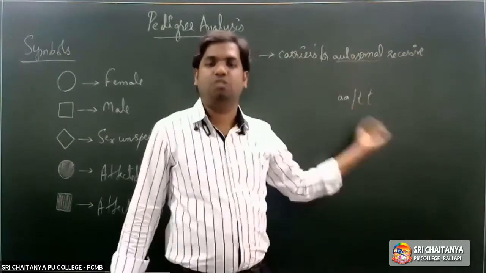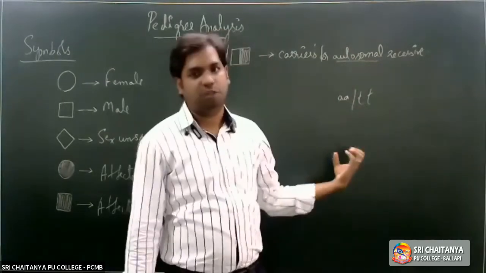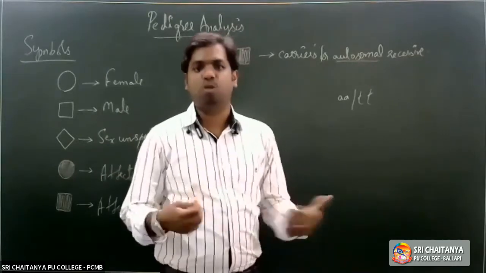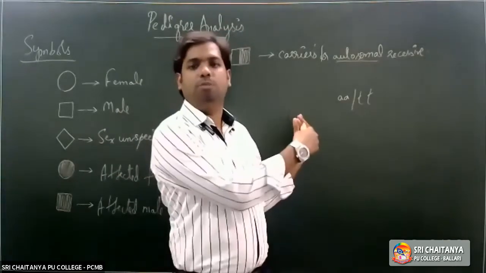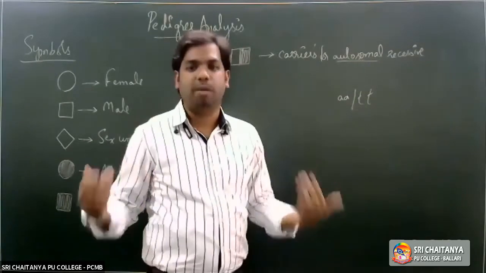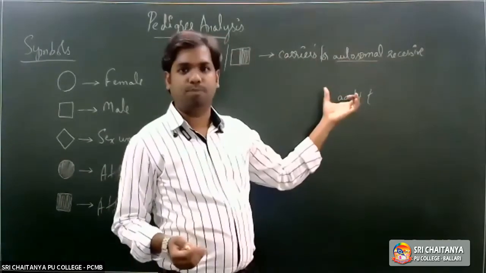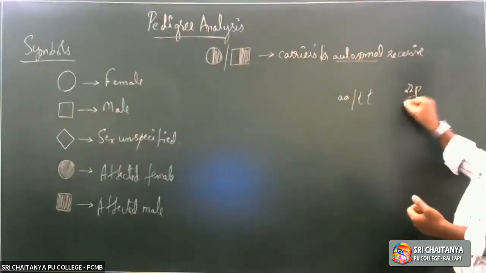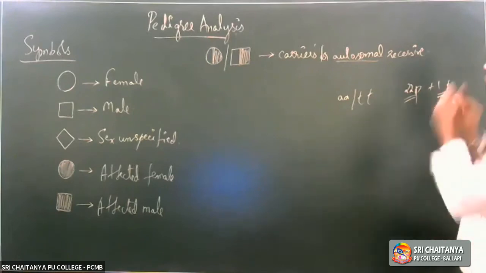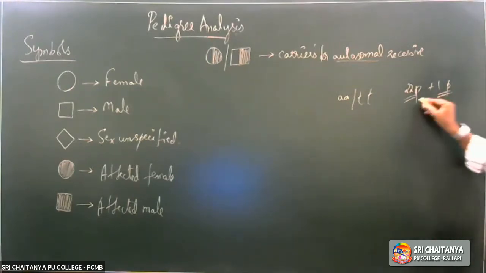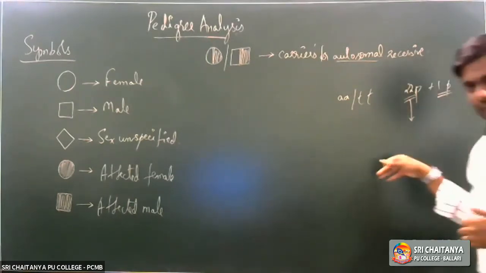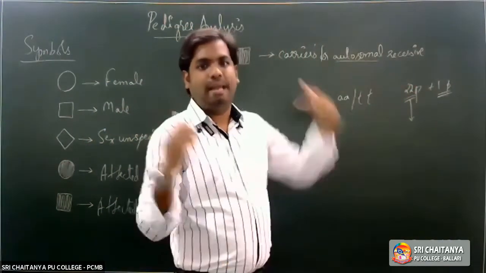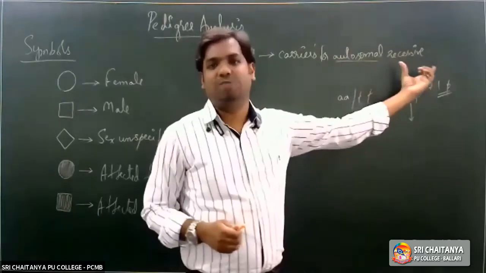Recessive condition is actually seen in the autosomal genes, right? So what are autosomes? Autosomes are nothing but body chromosomes, the chromosomes which are not involved in the process of sex determination. So in humans, how many autosomes do we have? 22 pairs are autosomes and one pair is allosomes. So if there is a mutation in these 22 pairs, and that mutation is recessive, then we call it an autosomal recessive disorder.